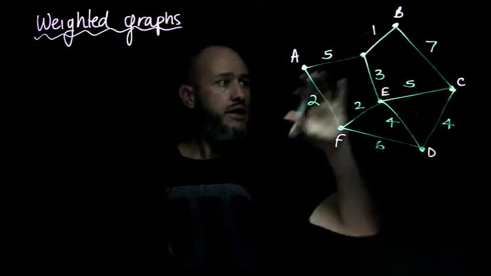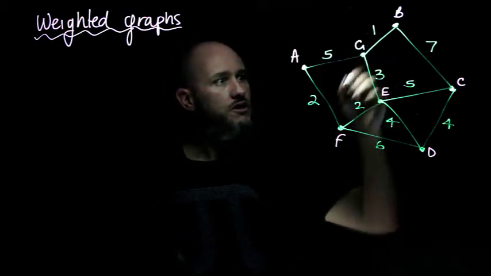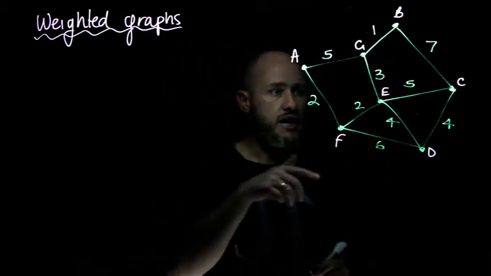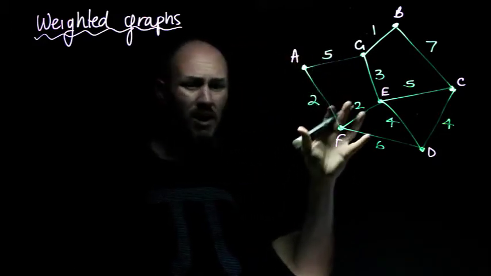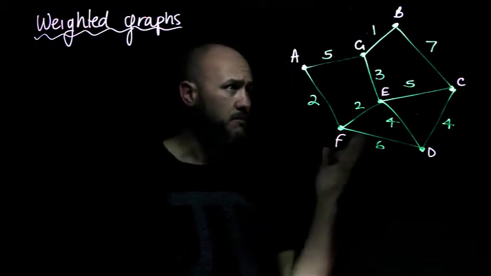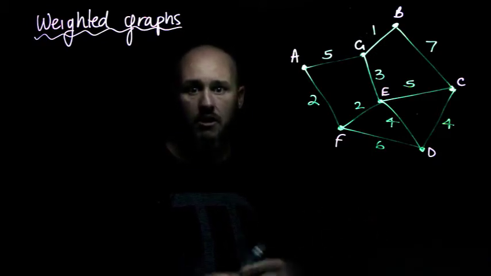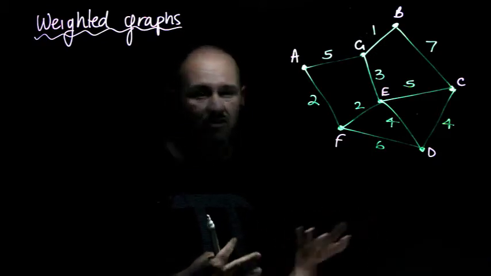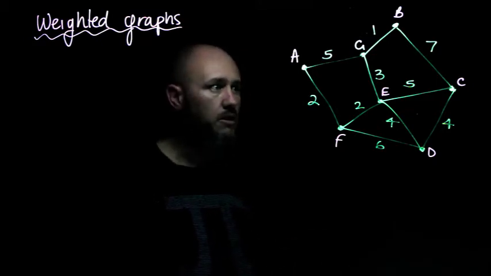But for now, here's a graph with vertices. I've left one out, let's call this G. A, B, C, D, E, F, G. And they've got values on each of the edges. They're called weightings. Now, the obvious meaning of the values is that A, B, C, D, E, F, and G are geographical locations, towns or something like that, and the weightings are distances. That's the obvious one. But it could be anything.